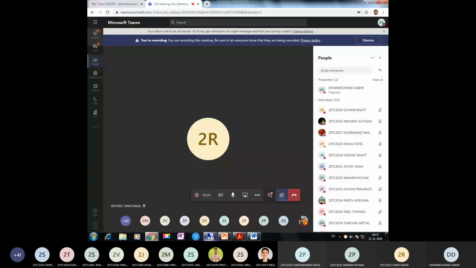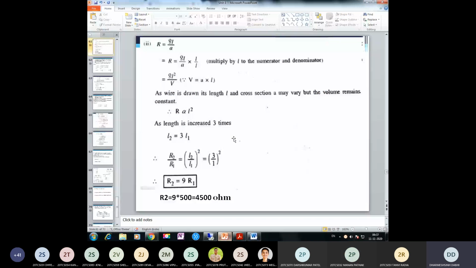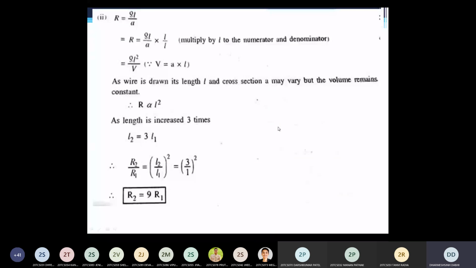Okay, okay, all of you clear this first two examples? Yes, sir. Okay, so write down next example, third example.